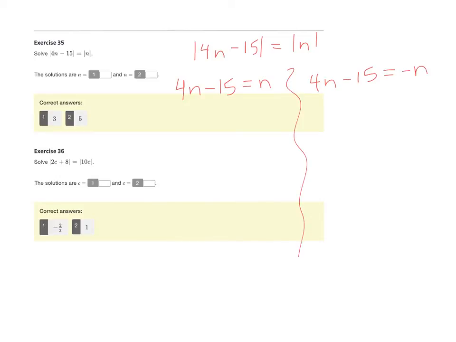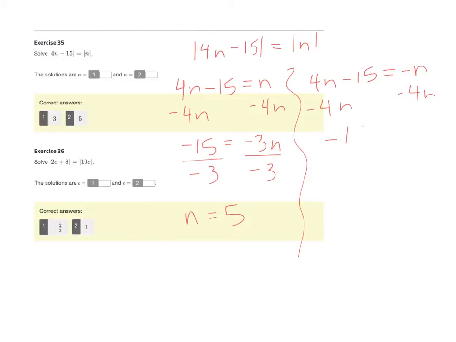Now, on the left-hand side, I'm going to minus 4n from both sides. That gives me negative 15 is equal to negative 3n. Divide both sides by negative 3. I get n is equal to positive 5. On the right-hand side, I'm going to minus 4n from both sides. That gives me negative 15 is equal to negative 5n. Divide by negative 5 on both sides. I get n is equal to positive 3.